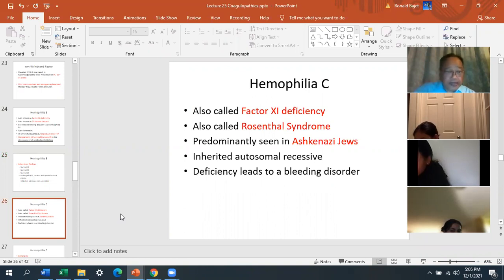And finally, hemophilia C. Hemophilia C is 11. So hemophilia A is 8, hemophilia B is 9, and hemophilia C is 11. Another name for hemophilia C is Rosenthal syndrome, and it's predominantly found in the Ashkenazi Jews. I think the Ashkenazi Jews are a population of Jews found in Eastern Europe, and it's an inherited autosomal recessive disease. And the deficiency leads to a bleeding disorder. Deficiency of factor 11. Hemophilia C is factor 11.